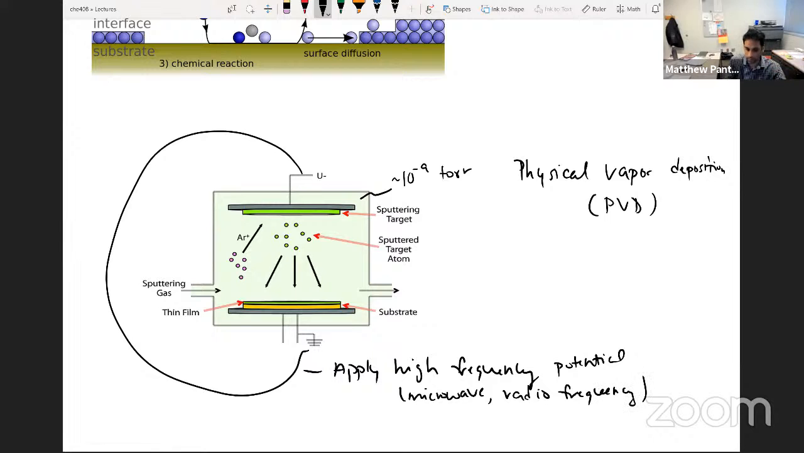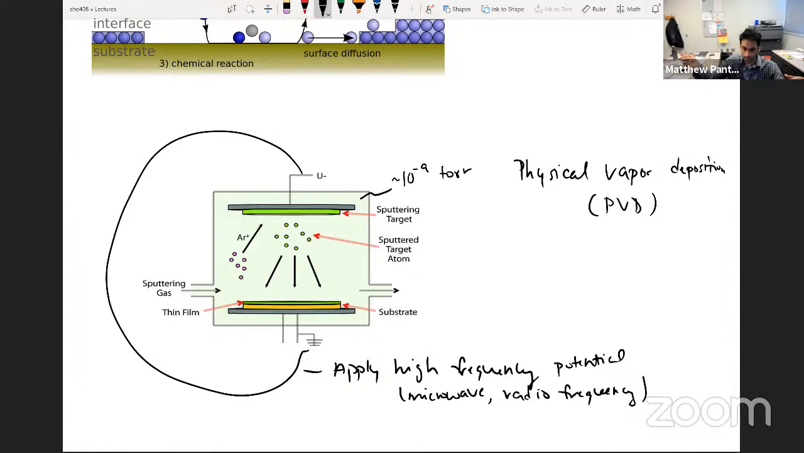So you apply this potential and that will get these argon atoms to oscillate rapidly, and they'll hit the surface, they'll knock stuff off, and then it'll essentially snow onto the surface. At that point, you'll have atoms and little clusters of atoms that will hit the surface. So this is, again, a very common way to deposit oxide materials.